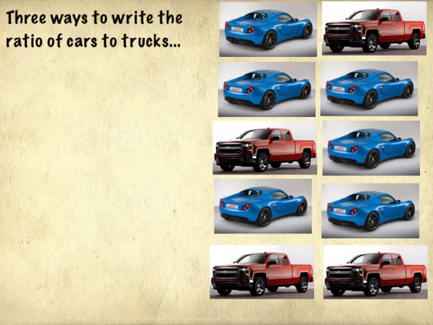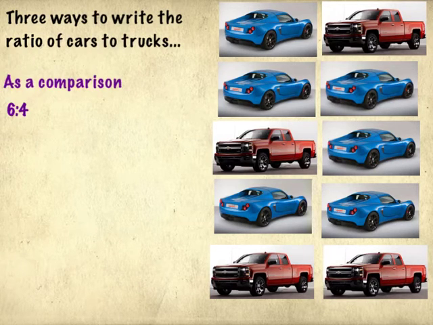So here we have some cars and trucks. I have 1, 2, 3, 4, 5, 6 cars to 1, 2, 3, 4 trucks, and there's 3 ways to write a ratio of that. First, I can do a comparison. So I'm doing cars to trucks. There's 6 cars and 4 trucks, so I can write it like this, 6 to 4.